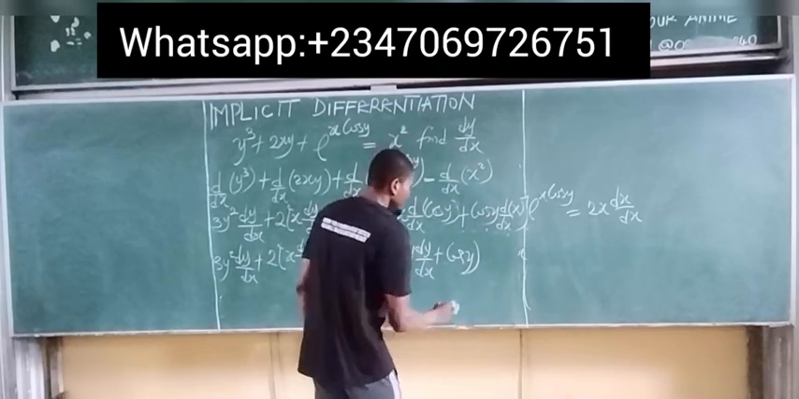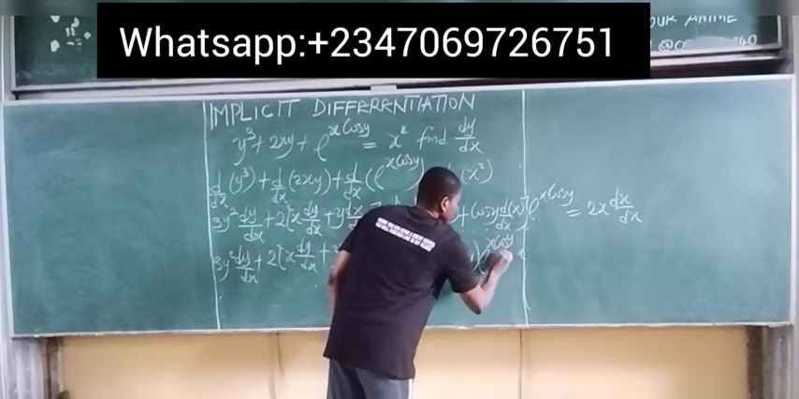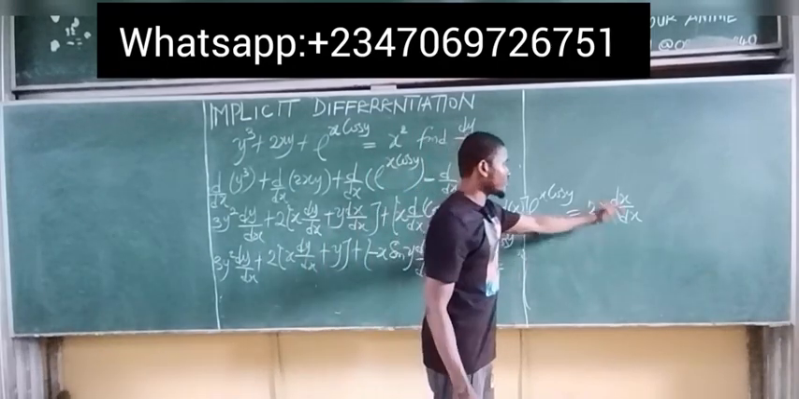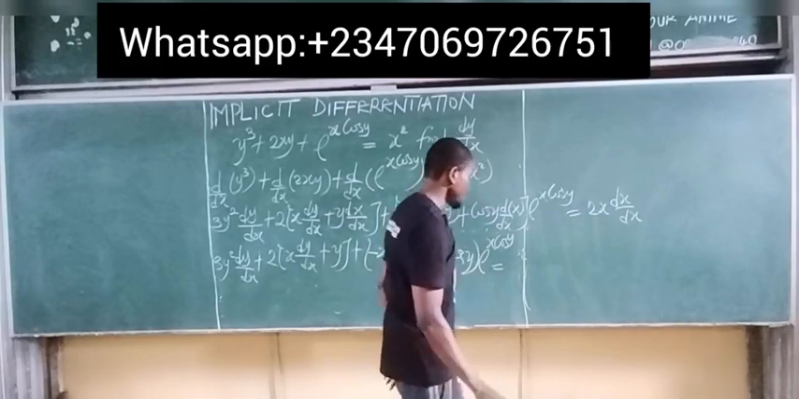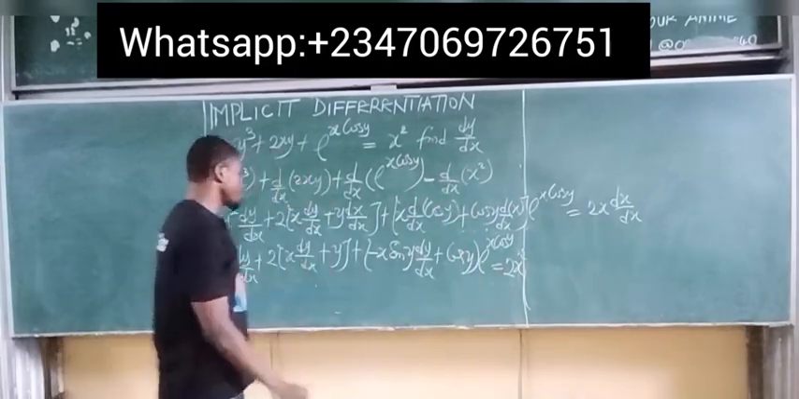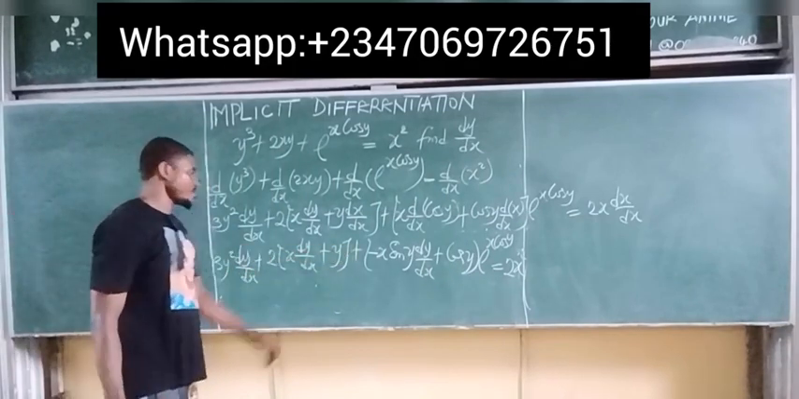You put down your exponential function, exponential x cos y, and this is equal to, over here, the dx over dx is 1, so times 2x, I'm left with 2x simply here, equals 2x. So I think I can expand this bracket now.